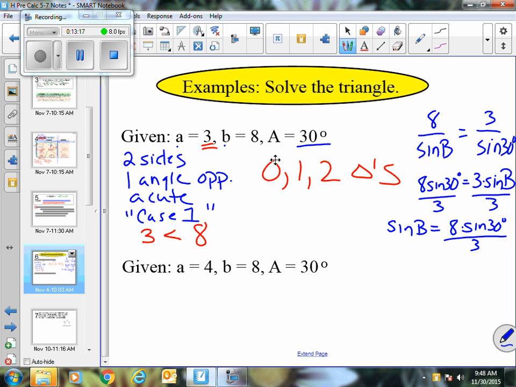So here's where it's different. Normally we just cross multiply and divide when we're solving for a side. Now I have this sine of angle B that's left. I don't want sine of angle B. That's not what I want.